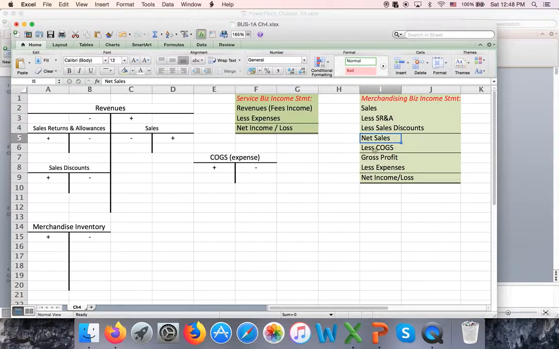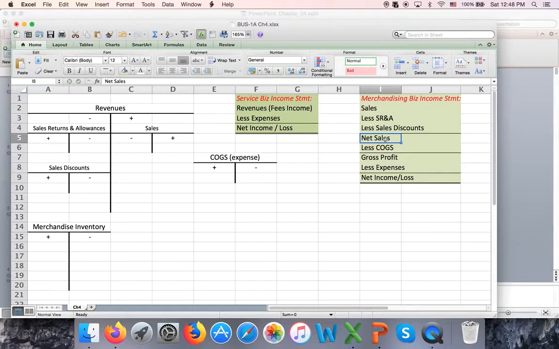After that, we have to subtract COGS, which is cost of goods sold. The difference is called gross profit, profit before we pay for operating expenses. Sometimes you can think about it as a markup. If I sold a marker for $1 in my store, but I paid 60 cents for that marker myself when I purchased it from a distributor, that 60 cents is my COGS.